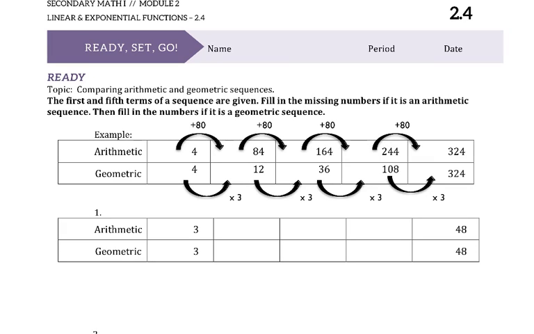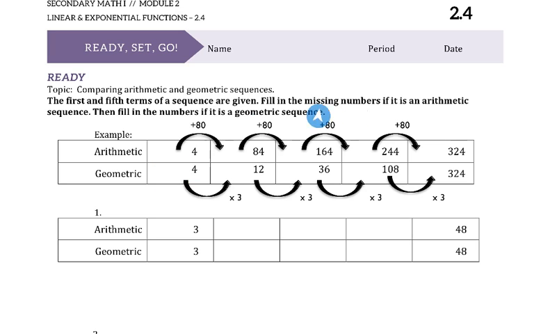Right, Math 1, Linear and Exponential Functions 2.4. So in these first ones, the first and the fifth term are given in a sequence, and we're going to find the missing numbers for if it were arithmetic, what it would look like, and if it's geometric, what would it look like, to kind of see some similarities in those as well as the differences.